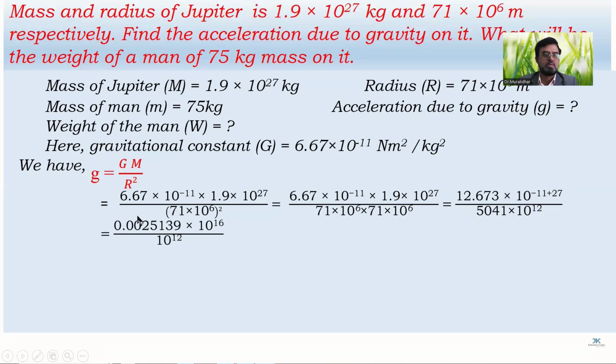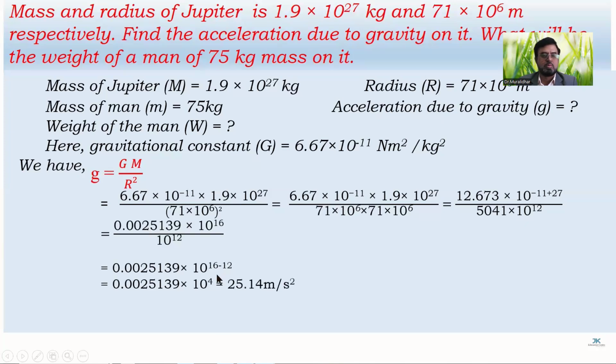When we divide, we will get this value, and 10 to the power 27 minus 11 is 10 to the power 16, and 10 to the power 12 remains same. Now I'm going to take this 10 to the power 12 in numerator. Now we'll have 0.002513 into 10 to the power 16 minus 12, because when this power goes up it becomes 10 to the power minus 12, and 16 minus 12 becomes 4.